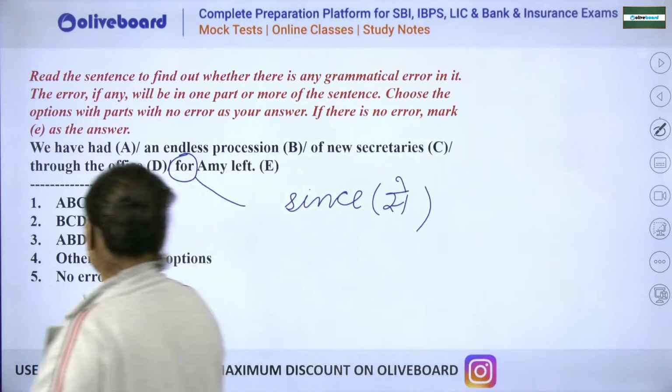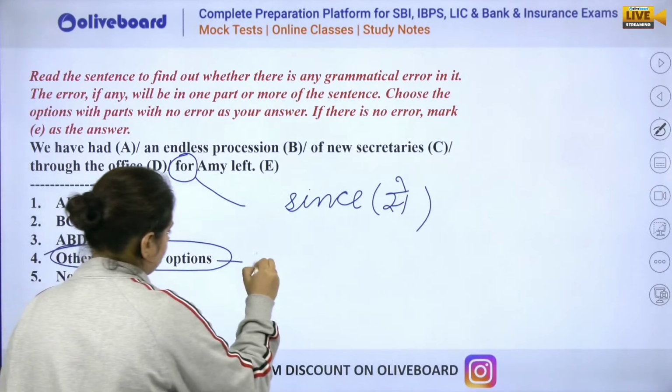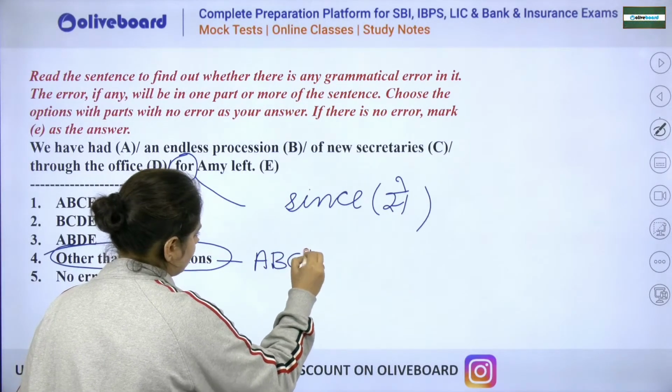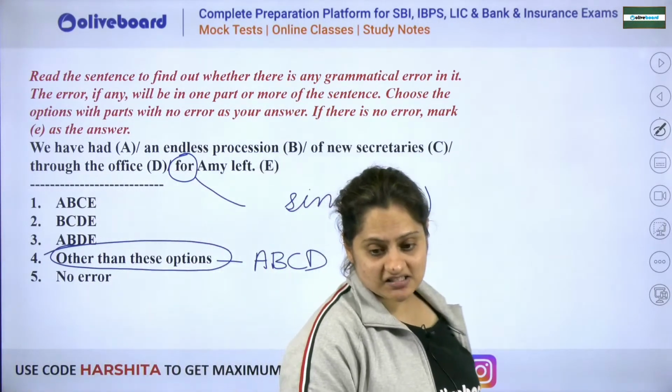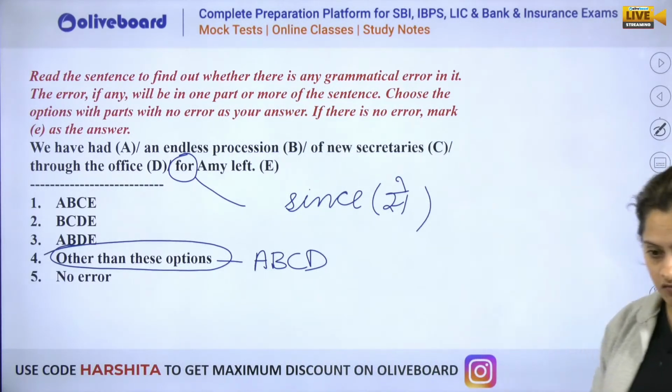Okay, the E part has an error. A, B, C, D are right. Since no error option is given, your answer will be other than the given ones. A, B, C, D are right parts. Since, guys, since Amy left. Jab se, understand the context, since she left the office.